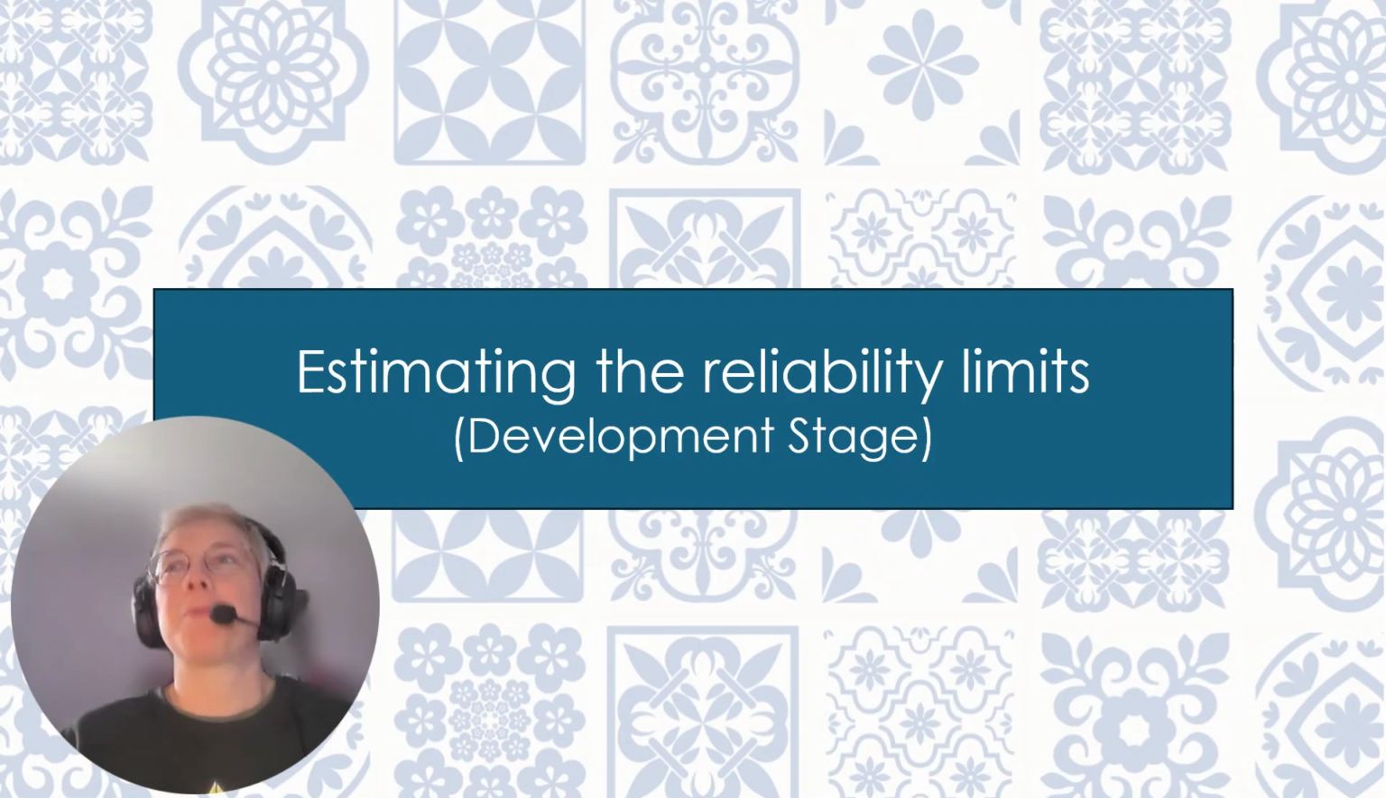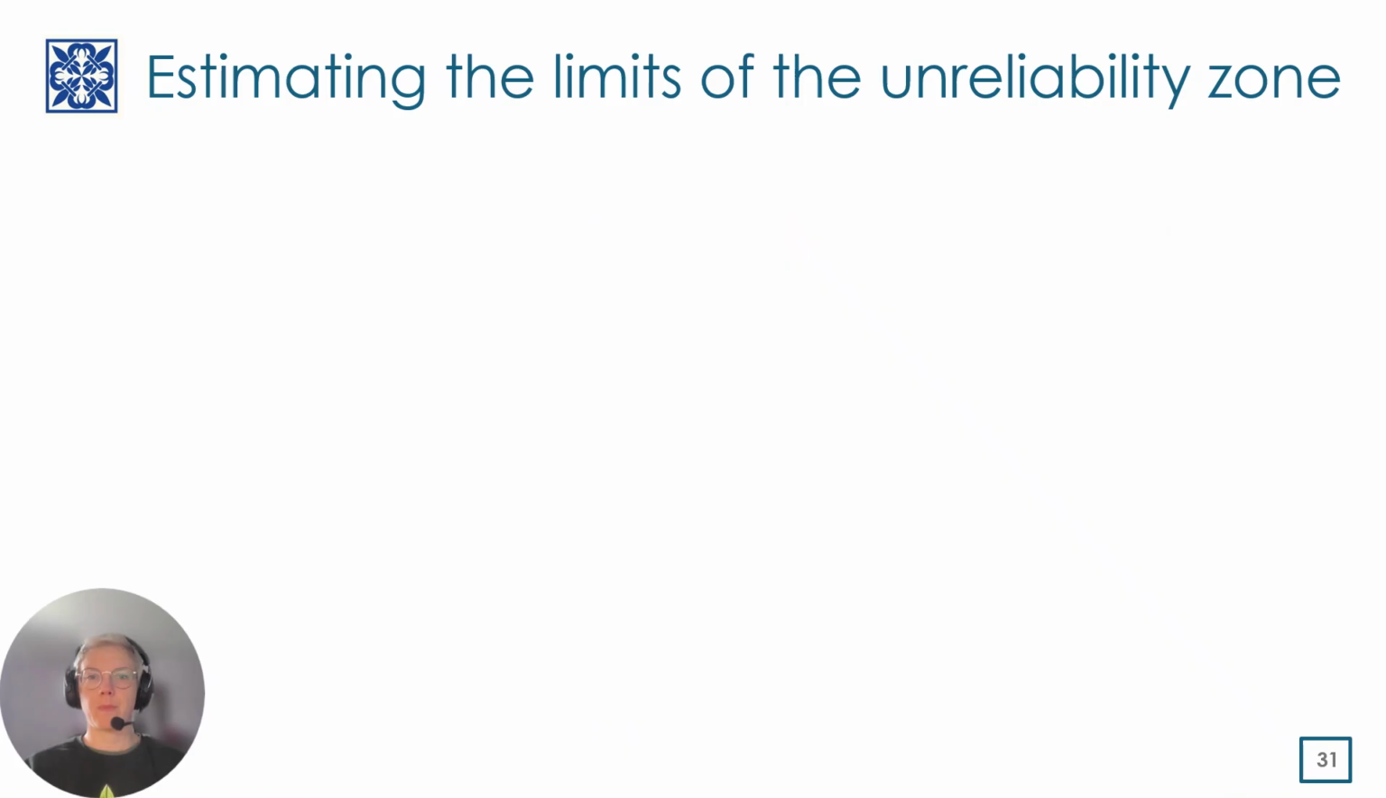Okay, so we need to validate right outside of it, and so we need to know what the limits of this unreliability zone are. So how do we estimate the reliability limits? We do that in the development stage. Okay, so let's estimate the size of the unreliability zone.